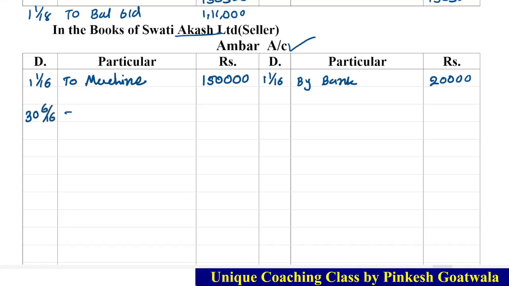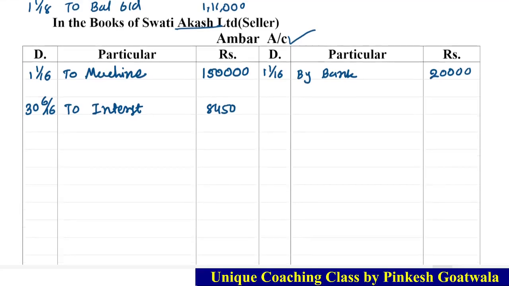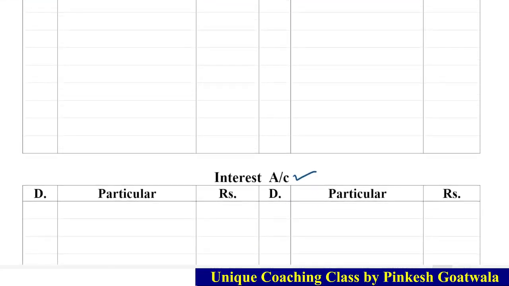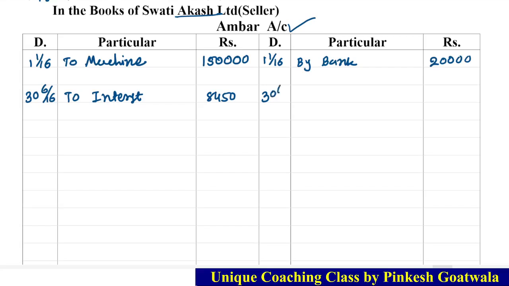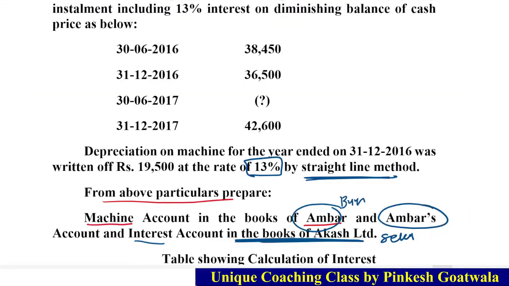Amber to interest. We also prepare the interest account. So in the interest account, credit side, Amber. And then he received the installment, he received money, so bank account debit to Amber. This is about the installment. How much installment? 38450.